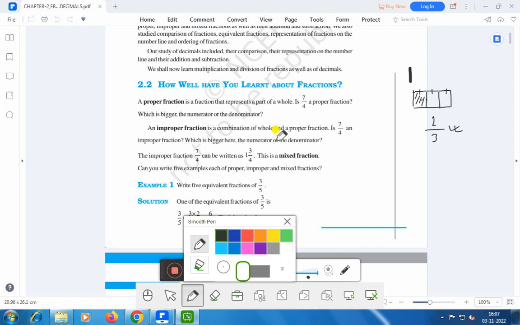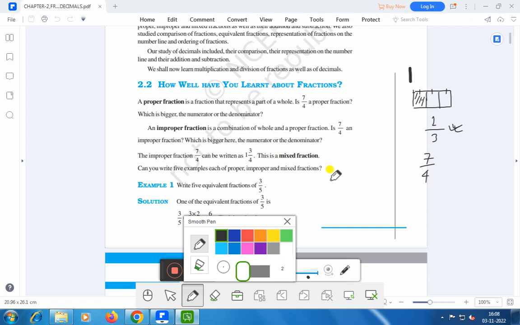If the numerator is greater than the denominator, it is an improper fraction, and if the numerator is less than the denominator, it is a proper fraction, right? So 1 by 3 is a proper fraction, but 7 by 4 is an improper fraction. The improper fraction 7 by 4 can be written as 1 whole 3 by 4. This is a mixed fraction, right? We have found that this is a mixed fraction.